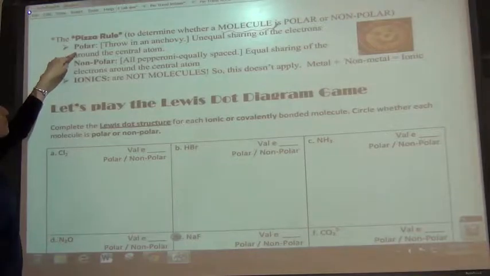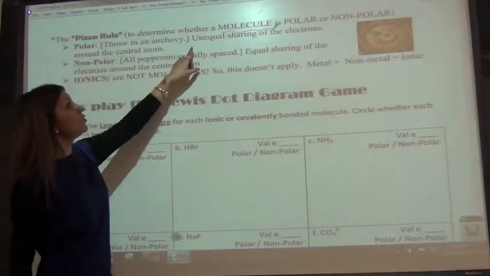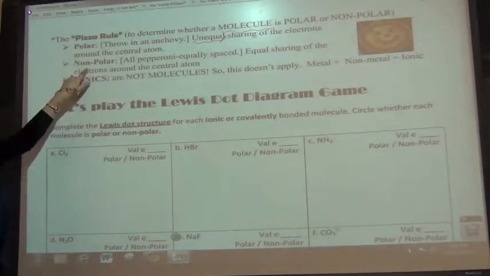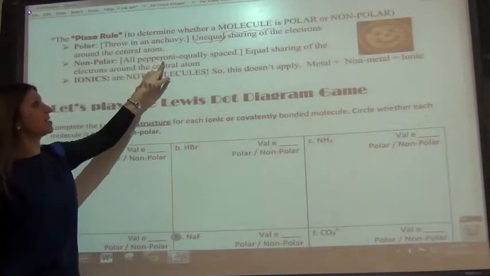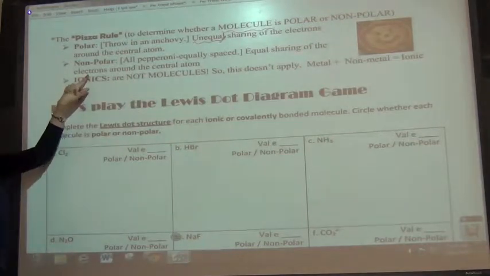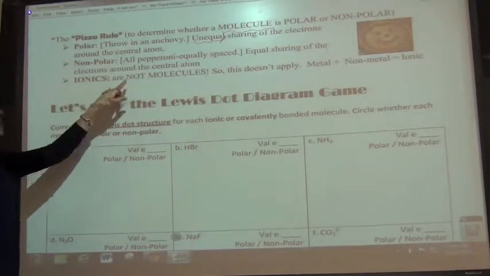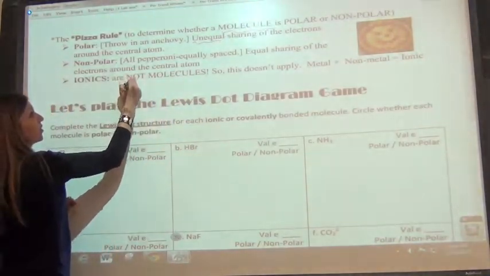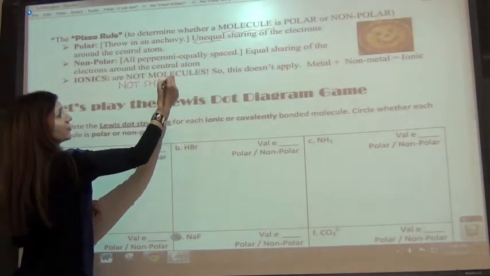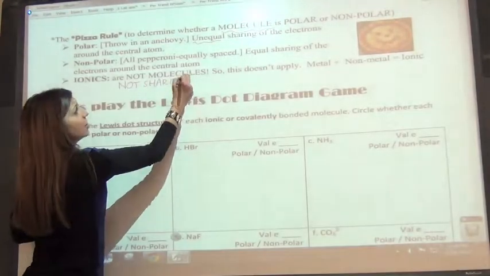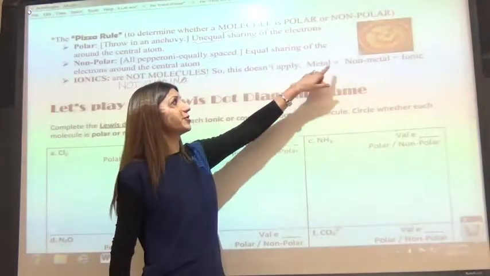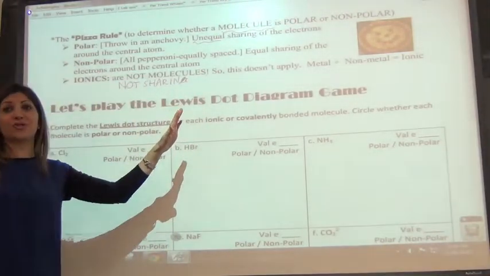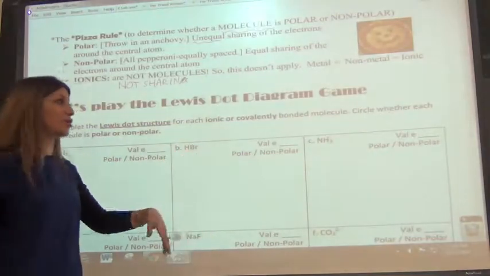a polar molecule. So I said you throw in an anchovy, you have unequal sharing of the electrons around the central atom, whereas if it's nonpolar, all of your pepperoni is equally spaced and there's equal sharing of the electrons around the central atom. Ionics are not molecules. They don't share electrons. Remember, these are not sharing. So if it's ionic, it doesn't apply. In other words, if you have a metal plus a nonmetal, we're just going to call that ionic. And we're not going to even worry about doing our electronegativity difference calculation.